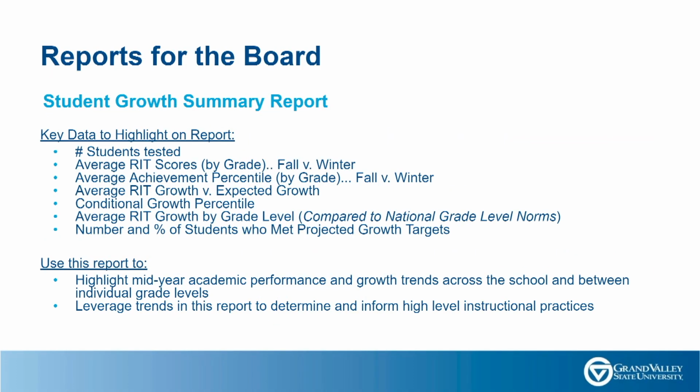The most helpful report to run at the individual building level is the student growth summary report if you want to get a school level view of how students are doing. This is going to tell you the number of students that were tested, their average RIT scores across a range of testing periods, their achievement percentiles, their average RIT growth that we observed versus the expected growth, their conditional growth percentile, which is a very valuable metric that I will elaborate on, the average RIT growth by grade level, and the percentage of students who met their projected growth targets.